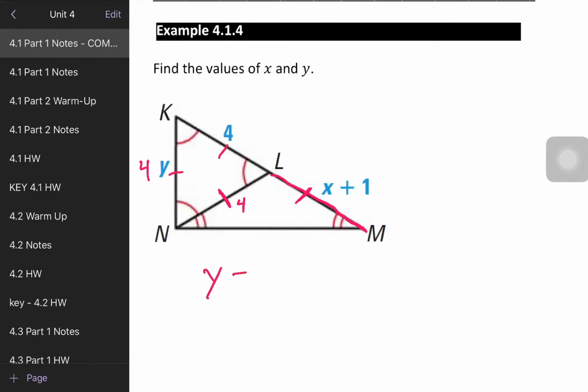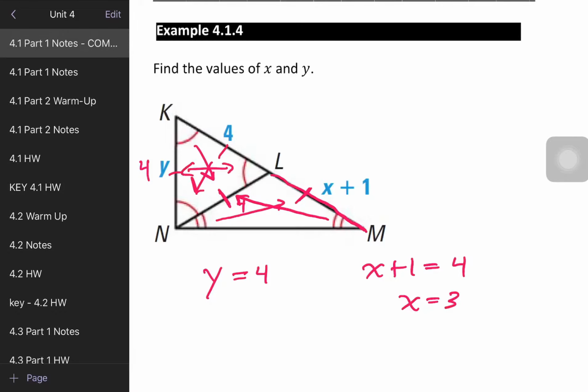So I already found y. Y is 4. And x plus 1 has to also equal 4. So then x must be 3. Okay. And I knew this all by looking at the angles. Since the base angles of this kind of obtuse triangle on the bottom were congruent, then I knew those two sides would be congruent. And because of the equilateral triangle here, all these sides should also be 4.